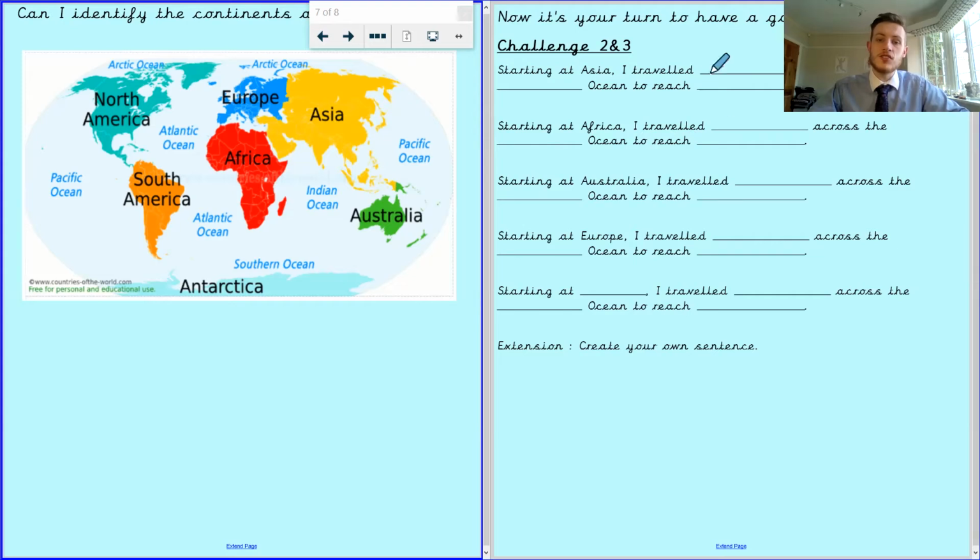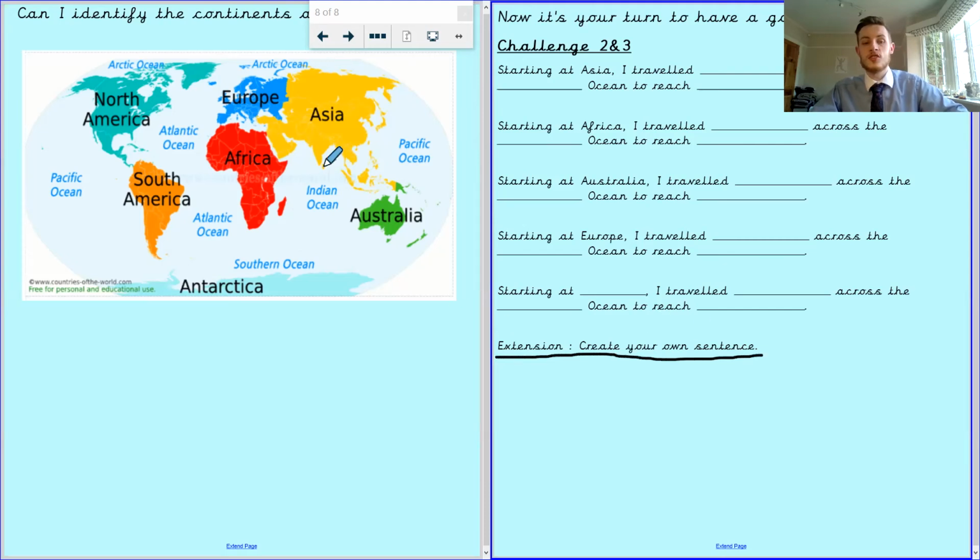Okay, so here's your sentences. I want you to complete the sentences, copy and complete them using this picture, this map, to help you. We've gone through some examples, so you can watch the examples again if you're struggling. Your extension can be create your own sentence using this map.